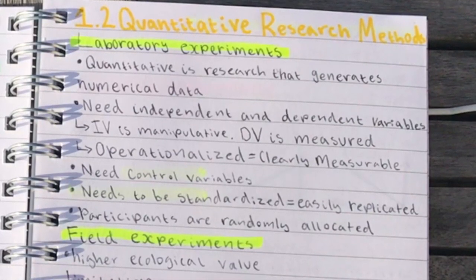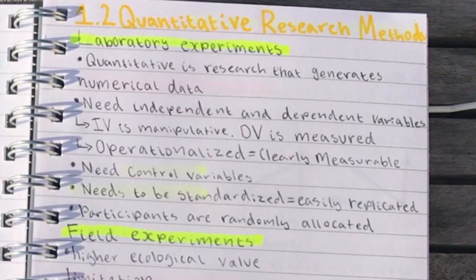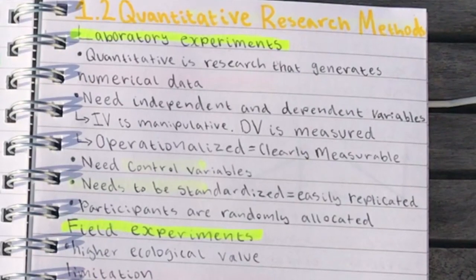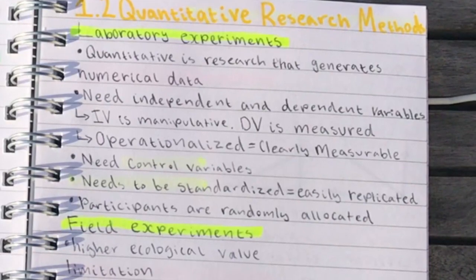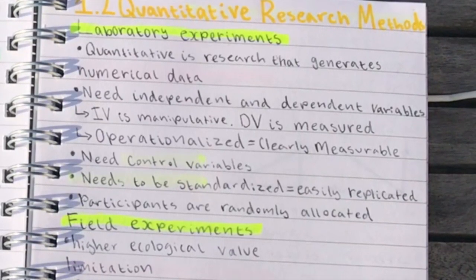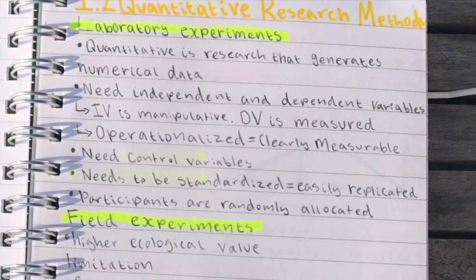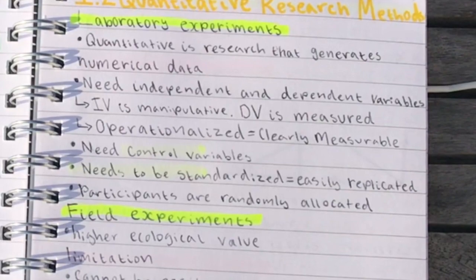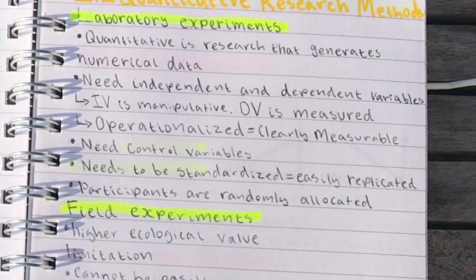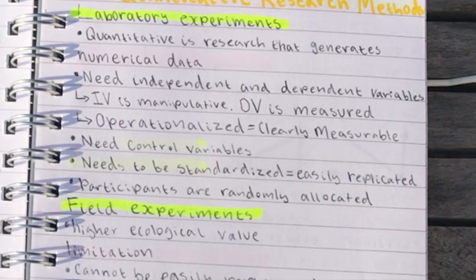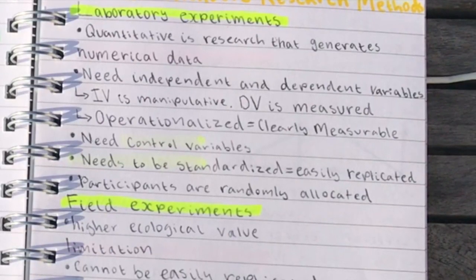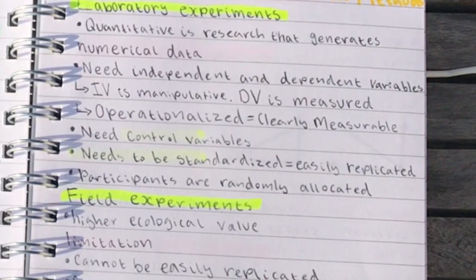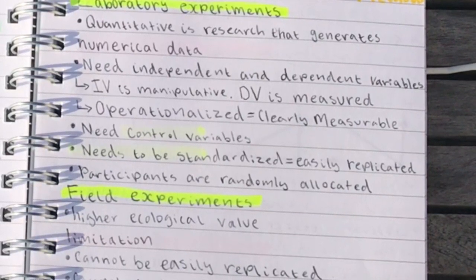So it is also important that the variables are operationalized, which means that they are clearly measurable. You need control variables. These are the aspects of an experiment that always stay the same. The experiment also needs to be standardized, which means that it's easily replicated, and participants should be randomly allocated to the different conditions within an experiment.